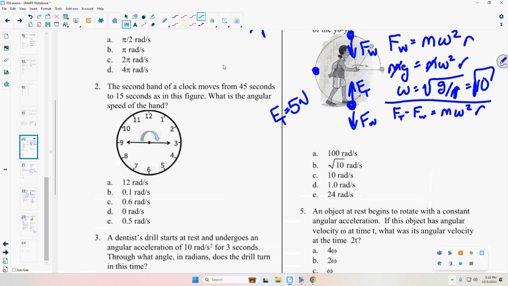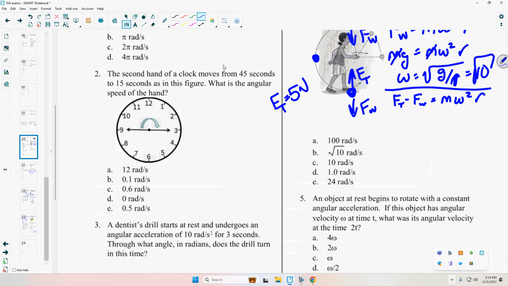Okay, angular speed of the hand. You don't really know analog clocks very well, do you? Do you? Yeah, you do. It's okay. So I have a displacement here, theta, which is, what's that? How many radians is that? It's 180 degrees, but I need it in radians. That's pi radians, right? It's pi.